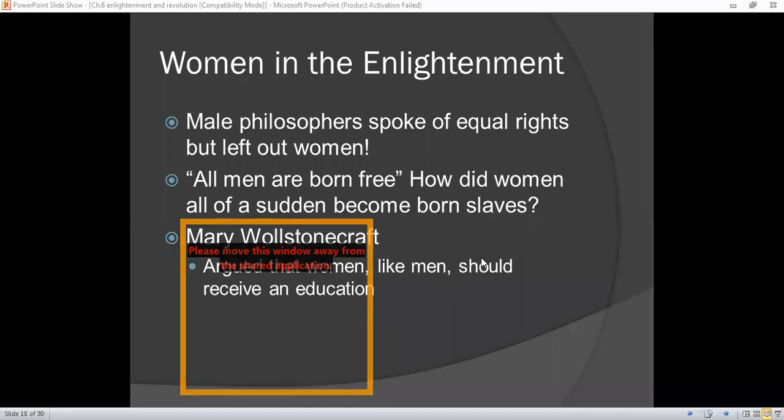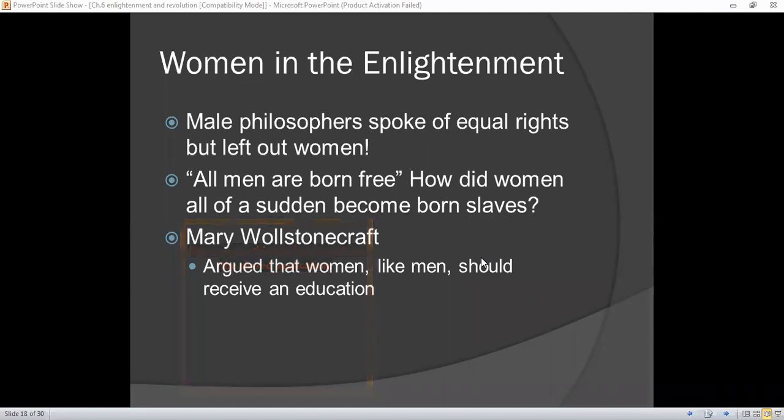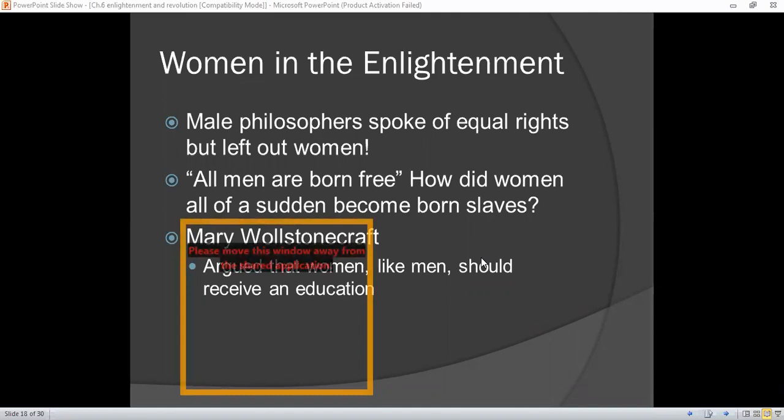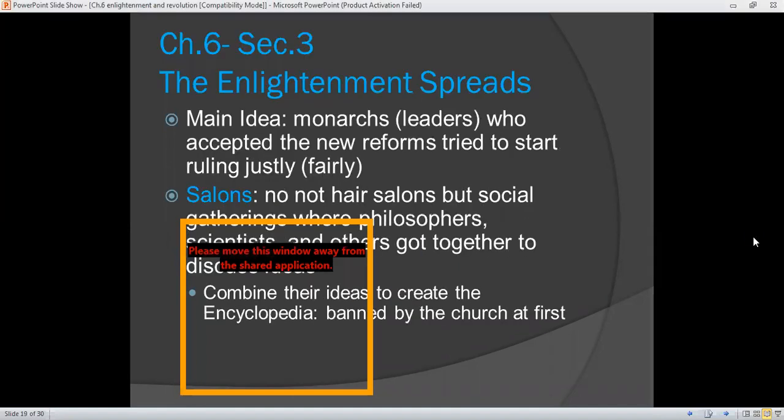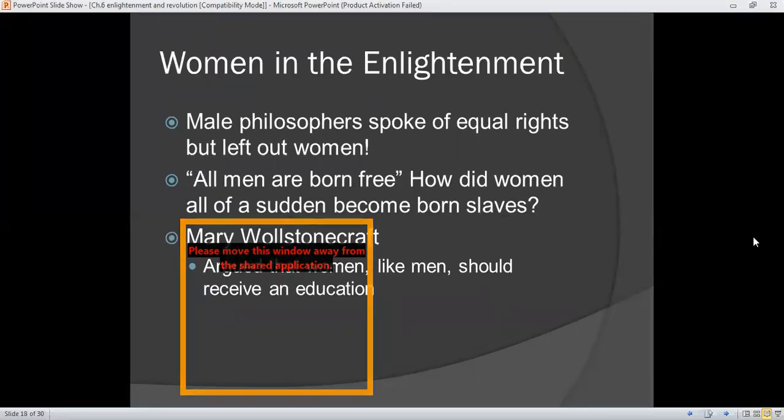Okay. So, up until Wollstonecraft showed up, no one mentioned women in their speeches. All the rights belonged only to men. When she started talking, she argued that women should receive the same rights. And the first right she argued for was the right of education. Do you all understand?